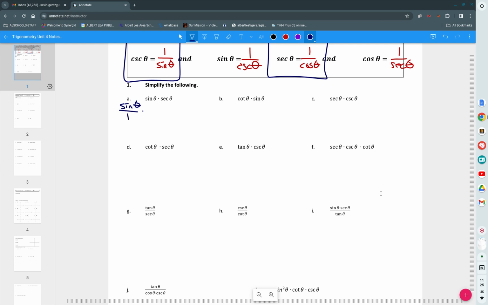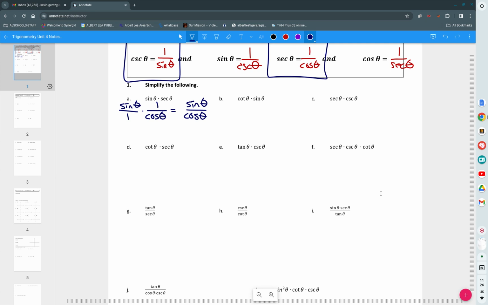And instead of secant, what am I going to write? I'm going to write 1 over cosine. So I have 2 new fractions, and I'm going to multiply the top, and I get sine times 1 is sine. And on the bottom, I get 1 times cosine is cosine. So it turns out that sine times secant is the same as sine over cosine.